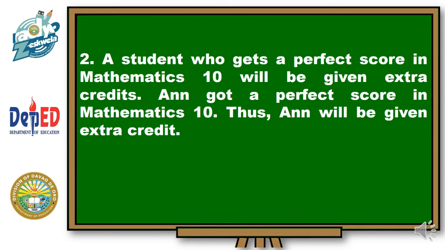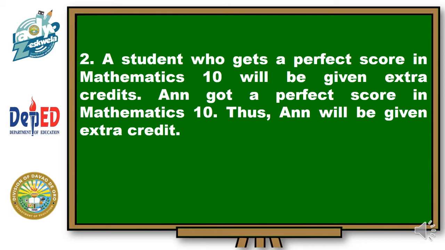A student who gets a perfect score in Mathematics 10 will be given extra credits. Anne got a perfect score in Mathematics 10. Thus, Anne will be given extra credit.